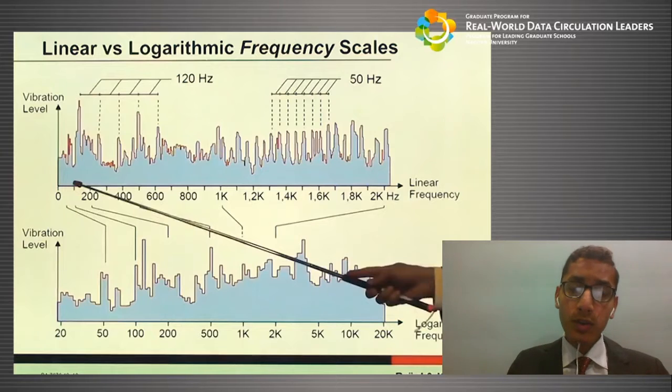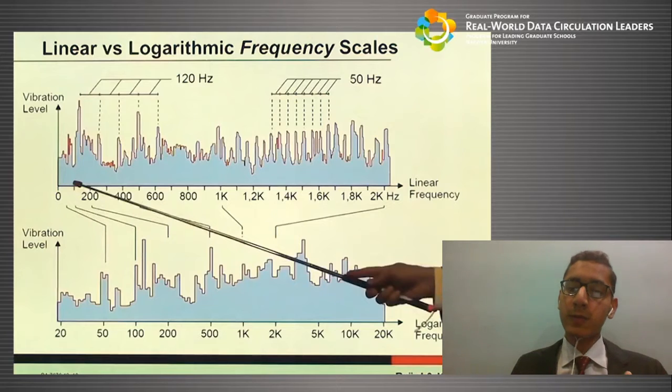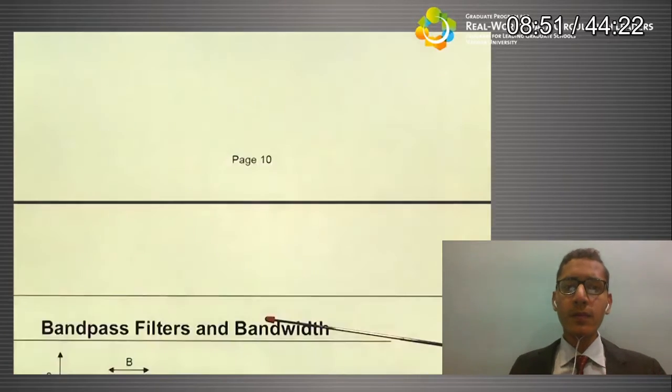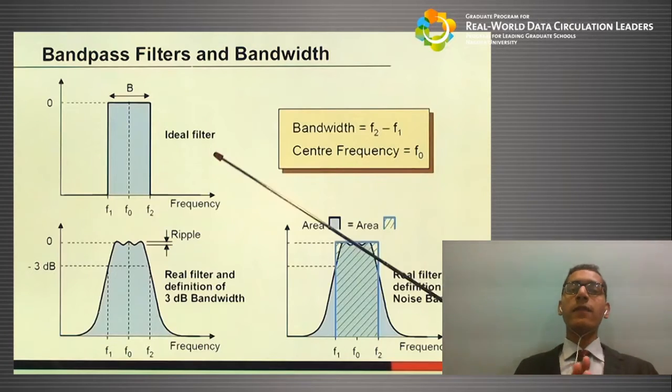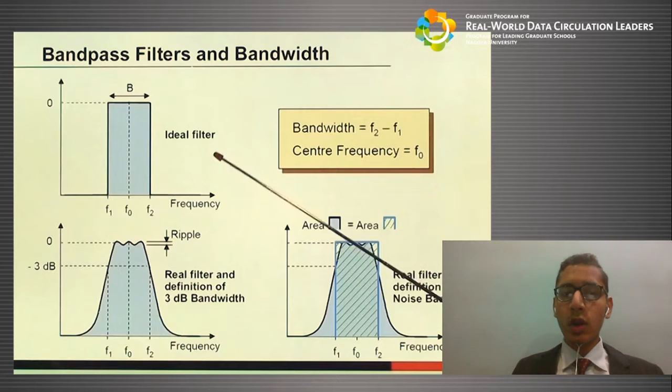So, in order to see the lower frequency, where it is affecting our system, we need to use the logarithmic frequency scale. Now we have bandpass filters and bandwidth. Now, it is easier to observe it in the frequency diagram.